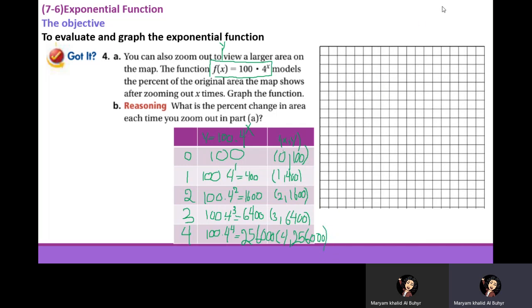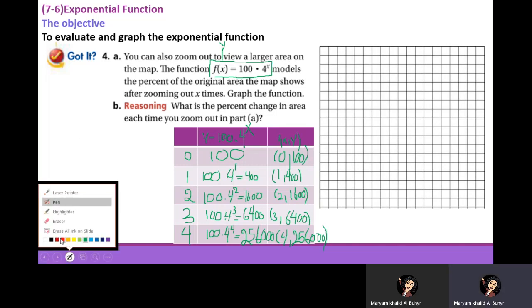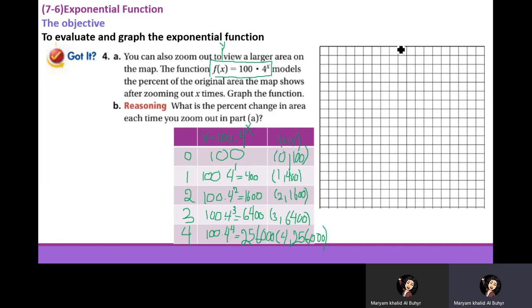Let me graph this one. So I have here now, because I don't need the negative part, I'm not going to show the negative part. I'm sorry for this line. I don't have a ruler to do it in my PowerPoint.